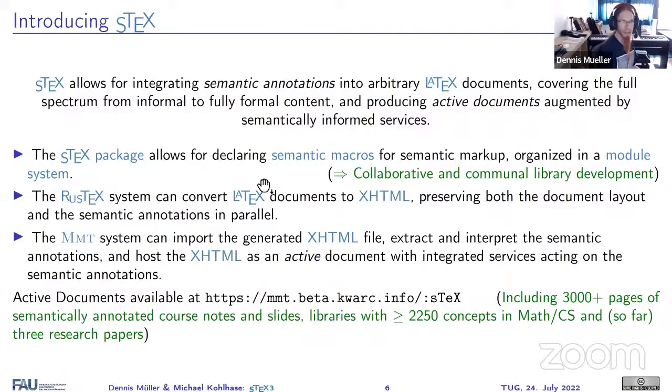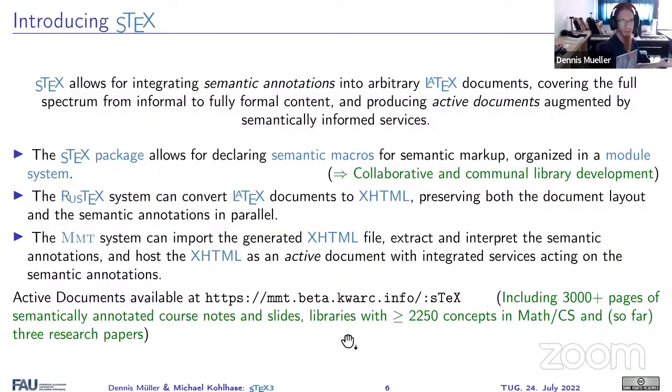Here's a link to all of the active documents we currently have, which I will show you later. That's something like 3,000 pages of course notes. Michael, being the insane person that he is, has literally written all of his lecture notes over the last, I don't know, 12 or 15 years in sTeX.